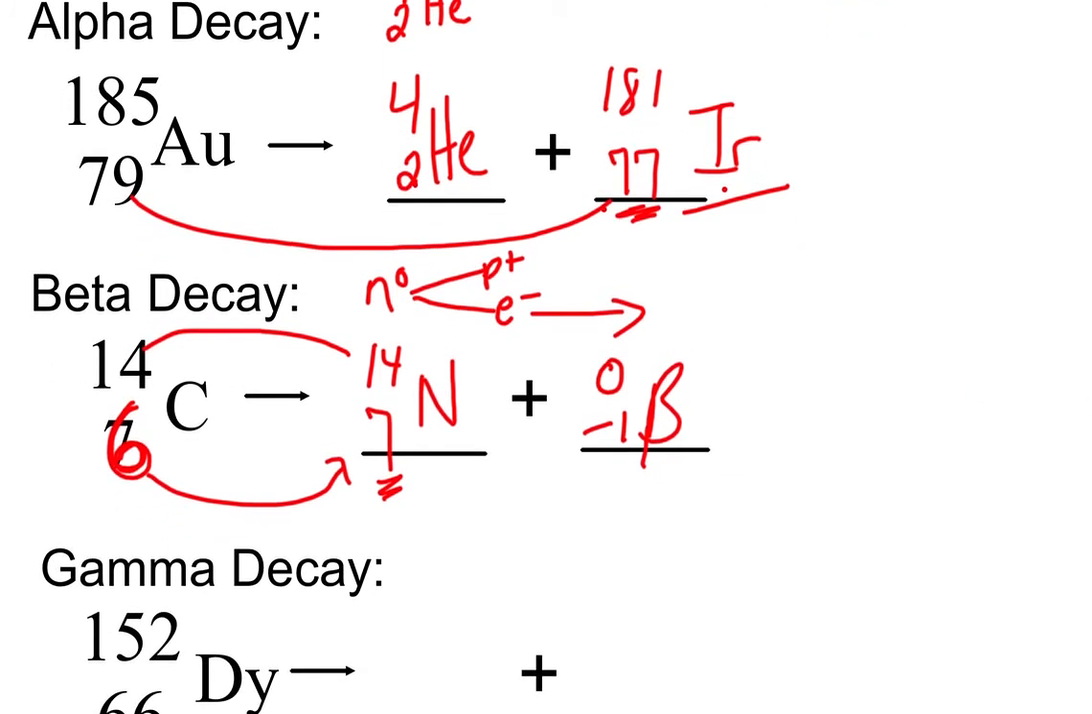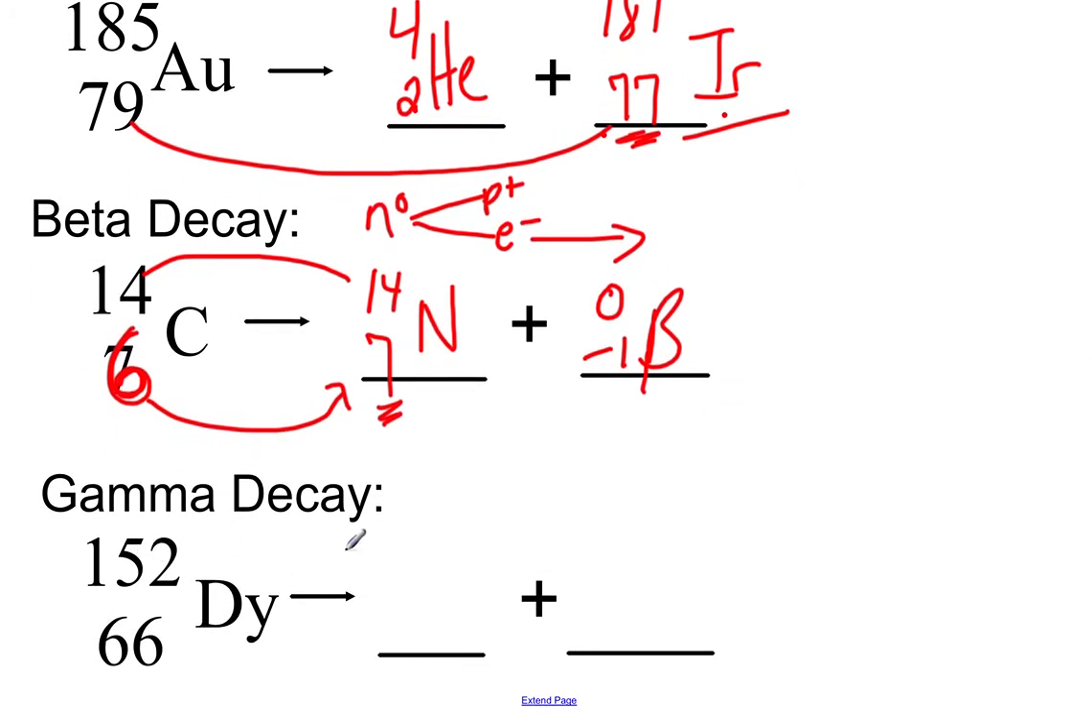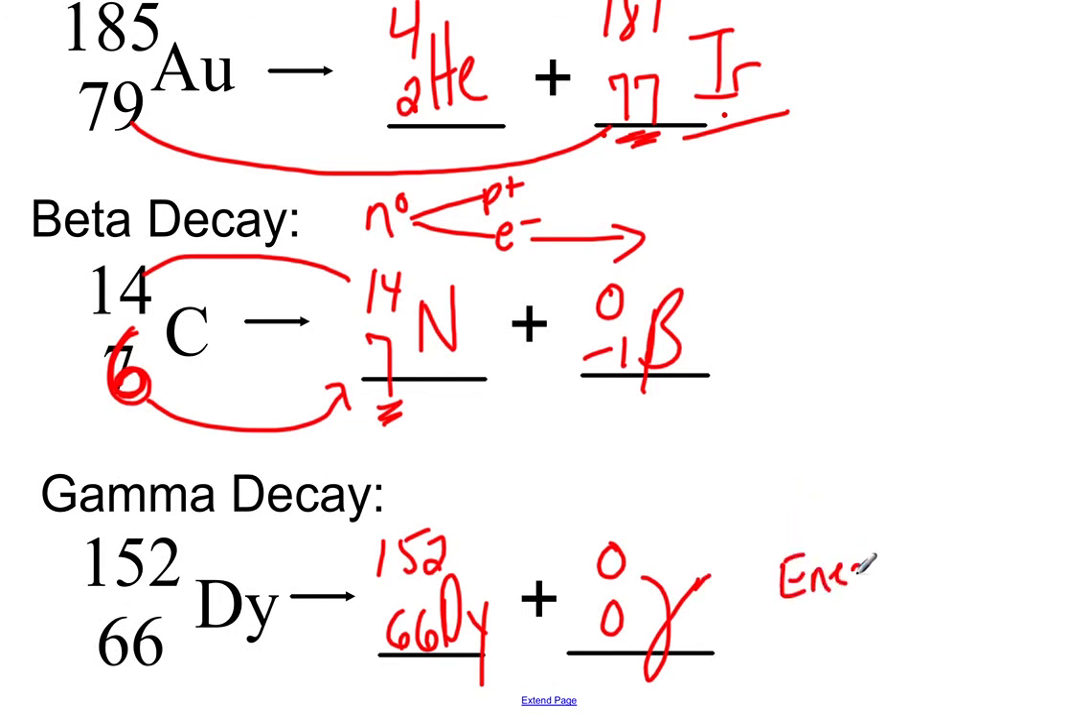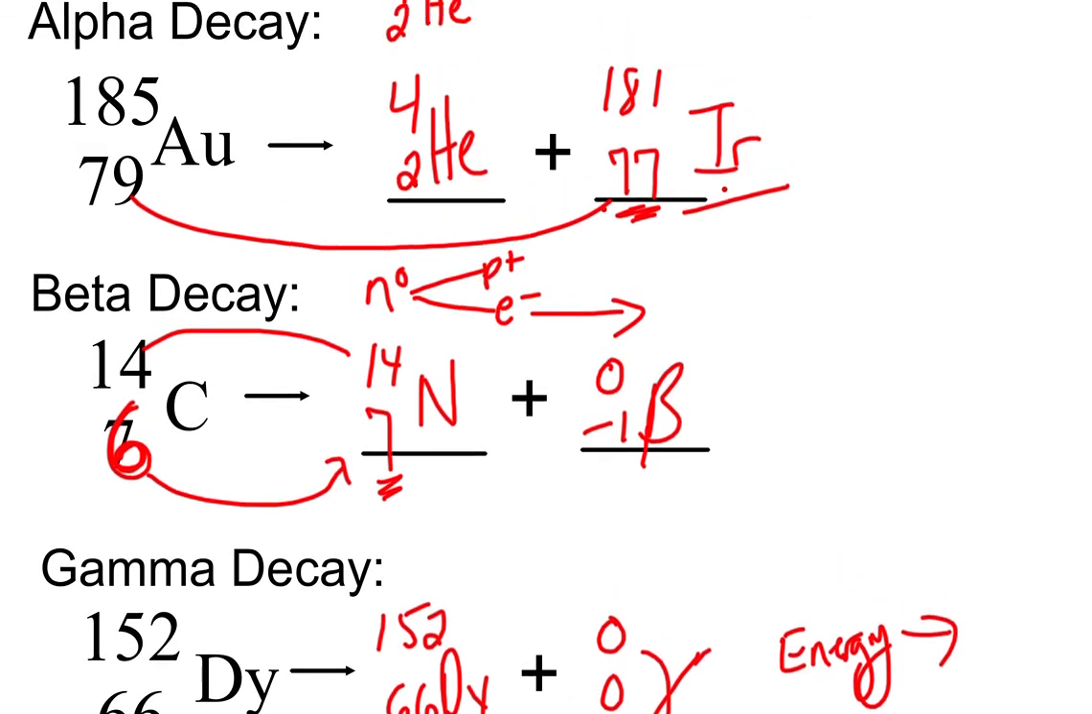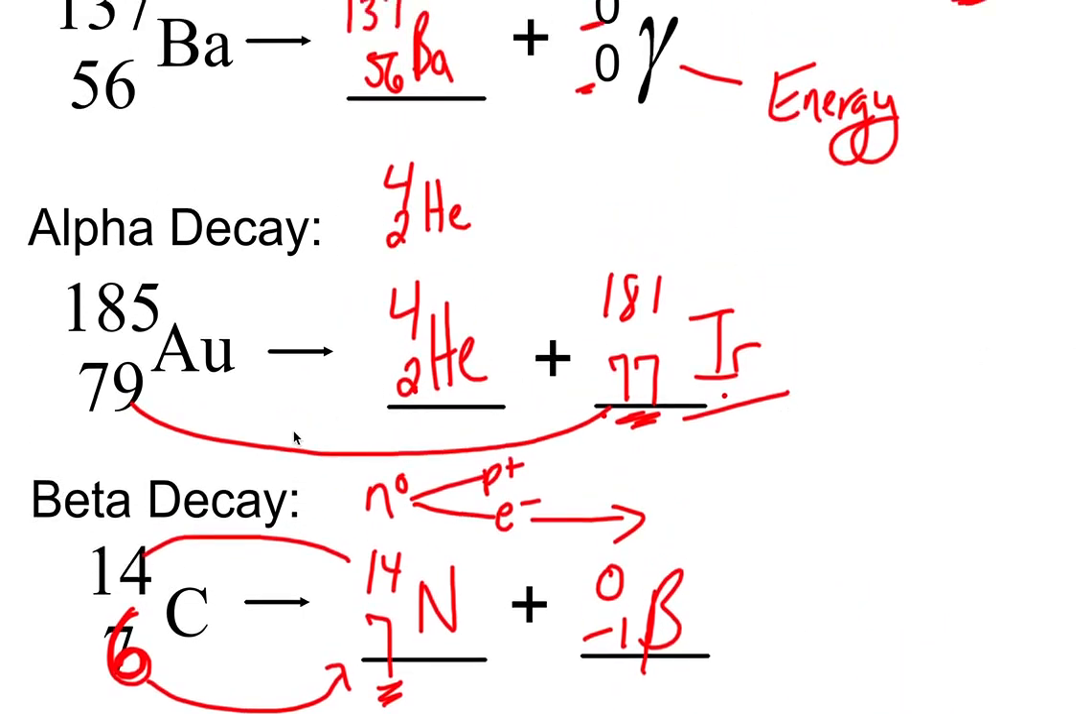And finally, gamma decay. Gamma decay is awesome because nothing changes. 152, 66, Dy. Some energy is released from the nucleus. So we write 0, 0 with the funny looking gamma symbol. And we know that this is energy. And we know that this can do some serious damage when it's emitted. So that's gamma decay.